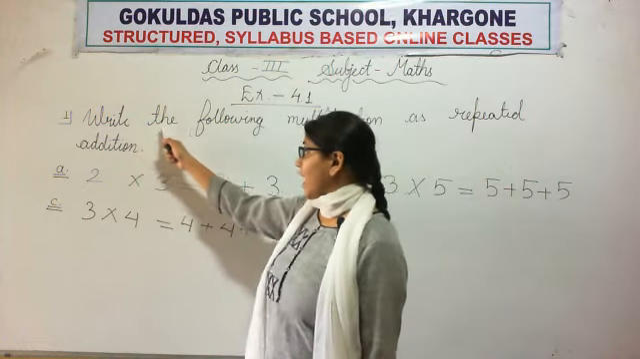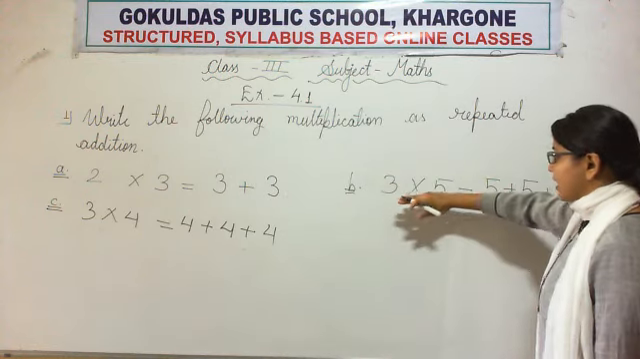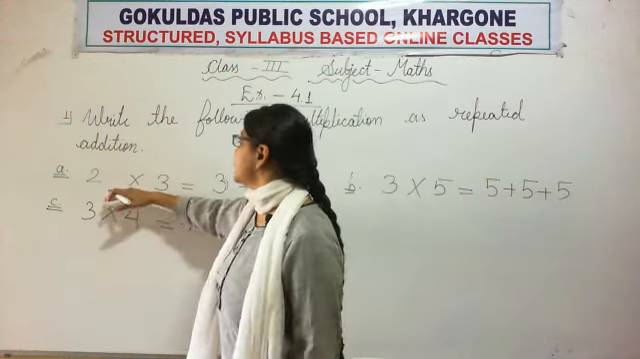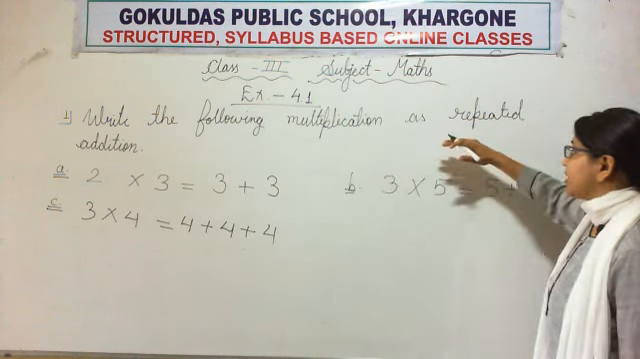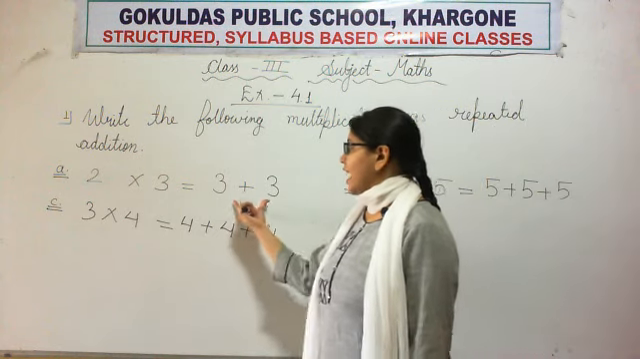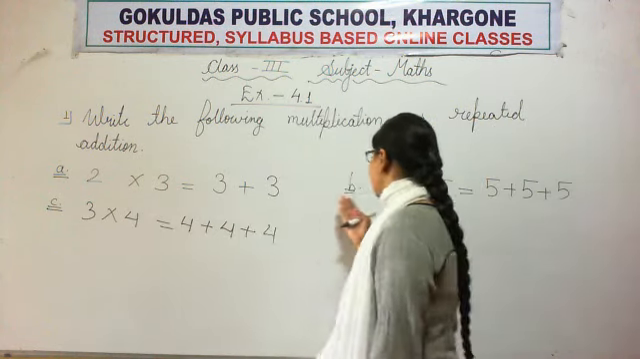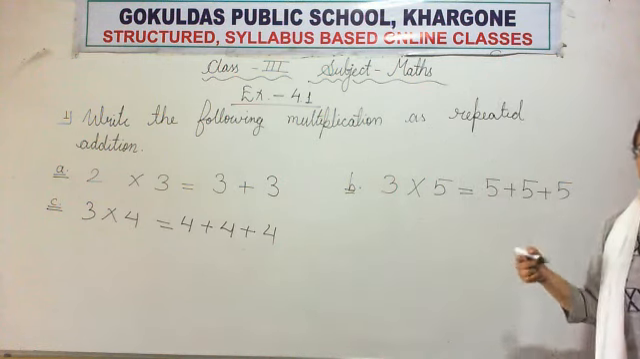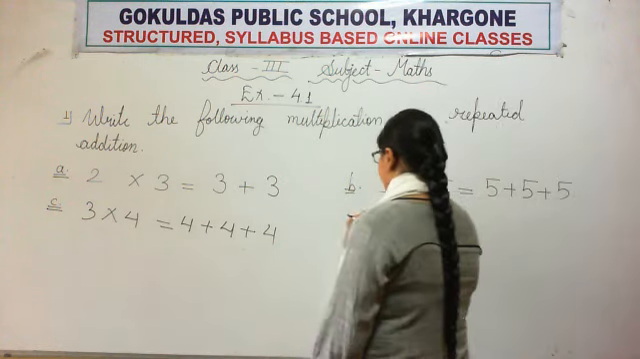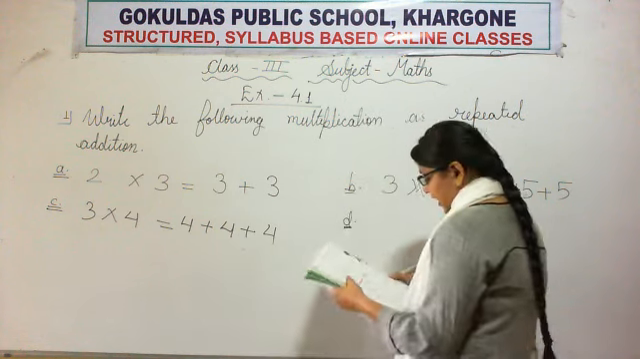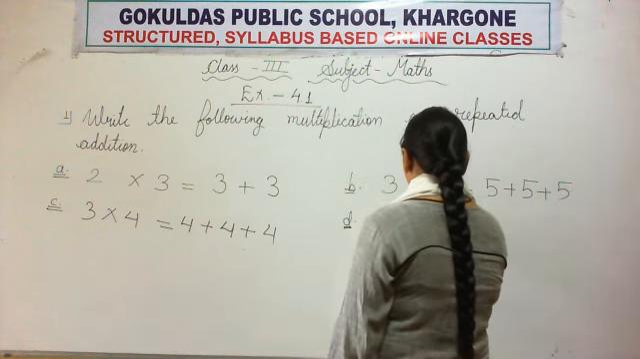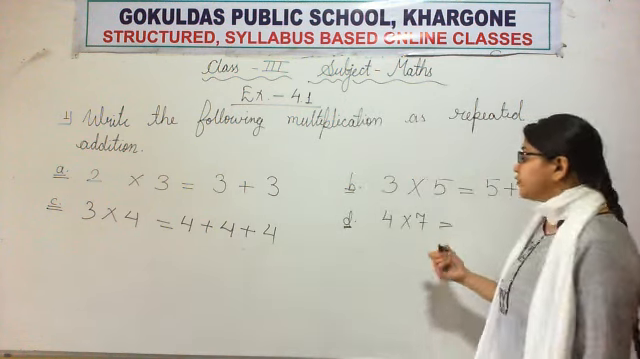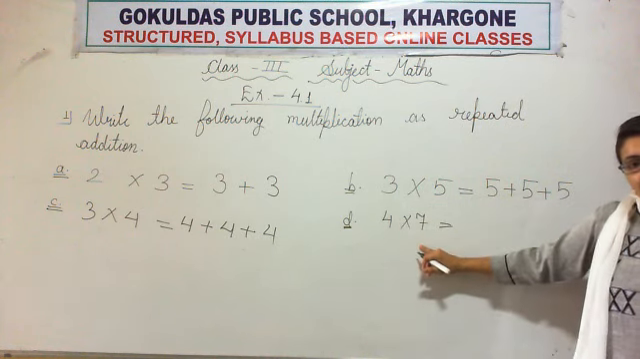Question is asking us to write the following multiplications. These are the multiplication sentences. Write the following multiplication as repeated addition. So we are writing these multiplication sentences in the form of repeated addition. Question D, 4 into 7. 4 into 7 means 4 times 7.